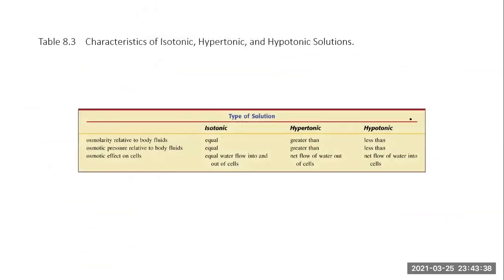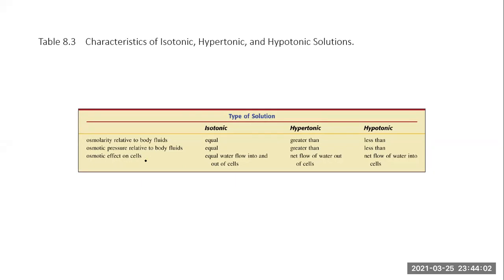Here's a table. You have a similar one in your book there. But again, talking about what we just talked about, the osmolarity is basically the same, is equal to body fluids. Hypotonic, it is less than. Hypertonic, it is greater than. And then here's our osmotic pressure as well. Greater than in hypertonic, less than in hypotonic.